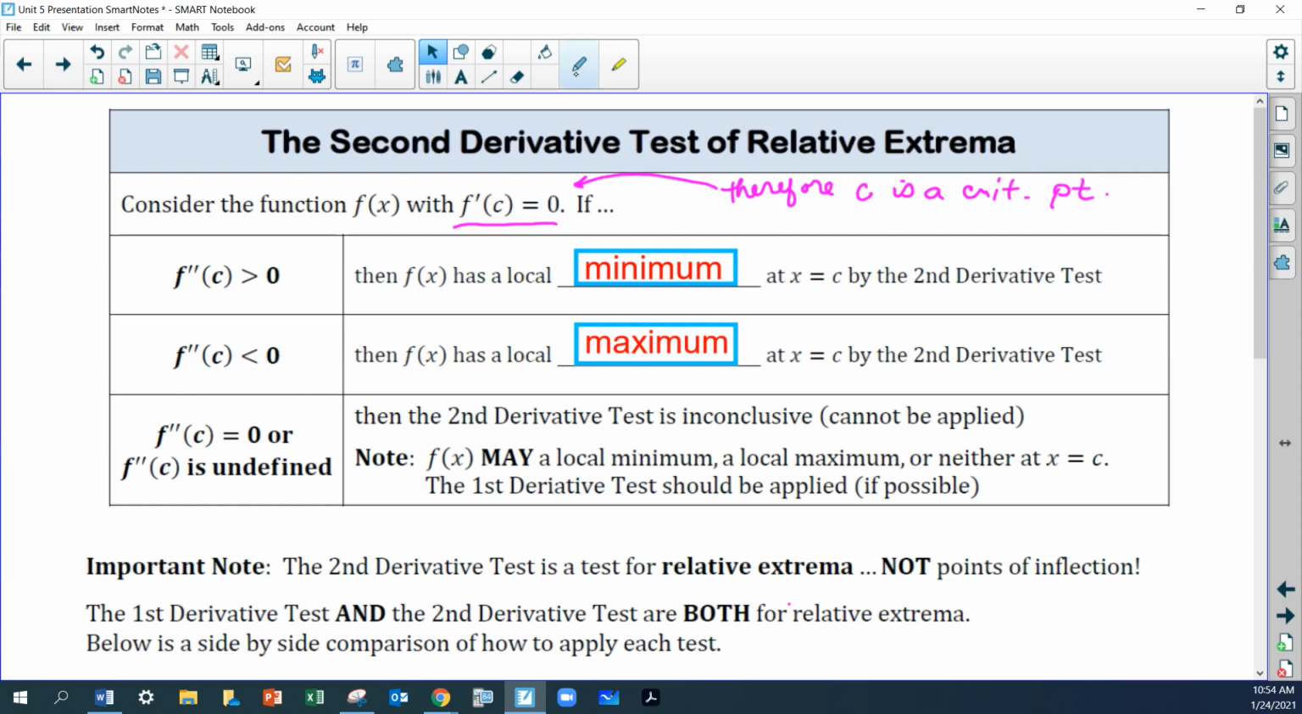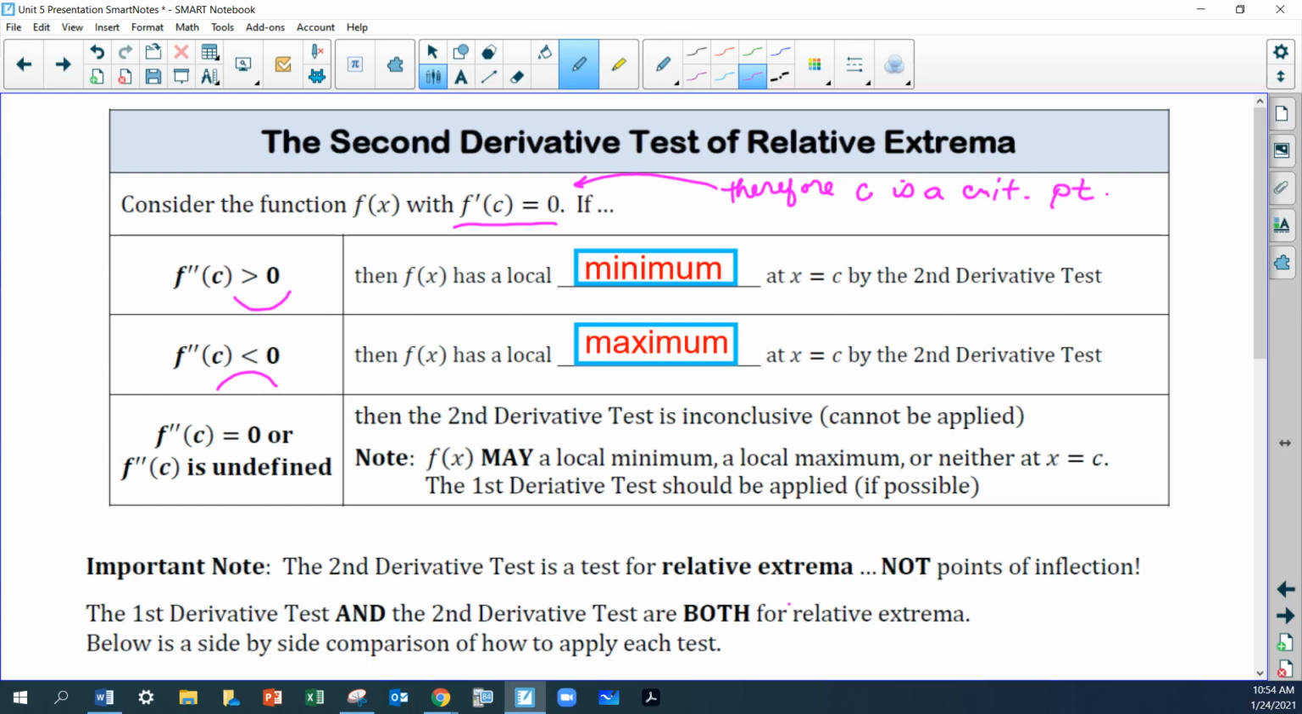So I think it might be helpful if the second derivative is greater than 0, I have concave up. If it's less than 0, I have concave down. And then that should allow you to see that concave up means minimum, concave down second derivative means maximum.